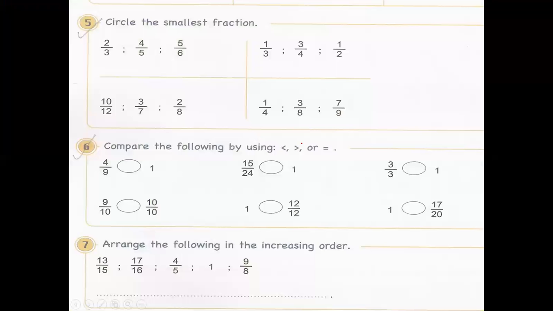In exercise 5, we will circle here the smallest fraction. How do we circle the smallest fraction? If you look at the first list, we have 2 over 3, 4 over 5, and 5 out of 6. All the numerators are different and all the denominators are different. So how do we choose the smallest fraction? We have to find the multiples.